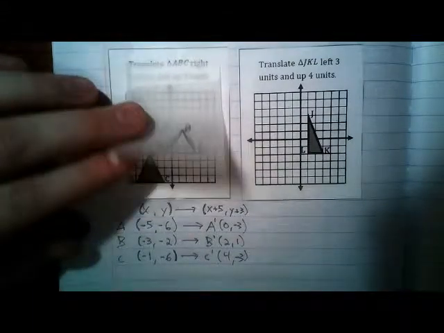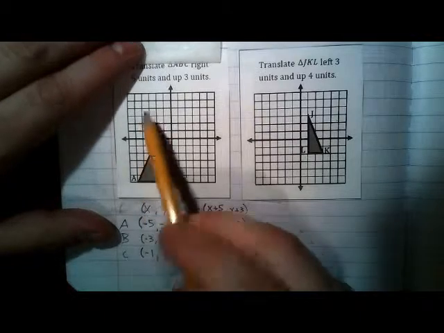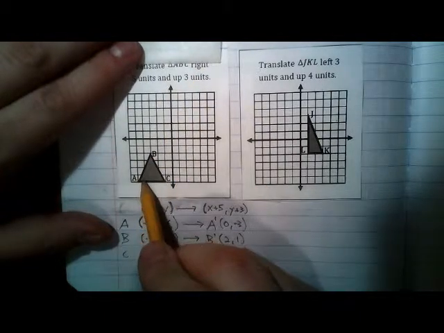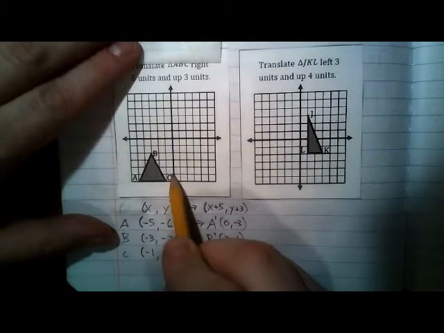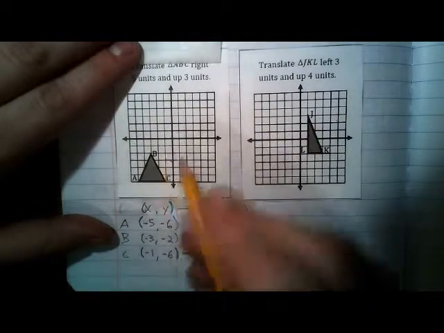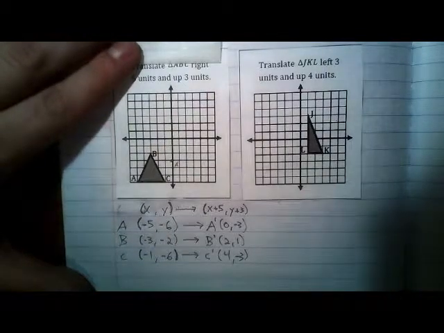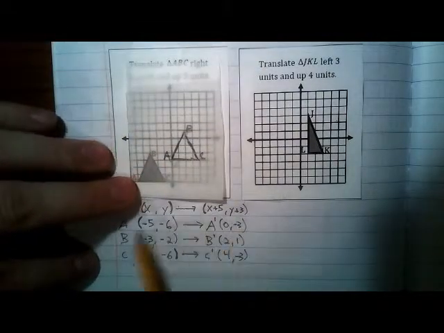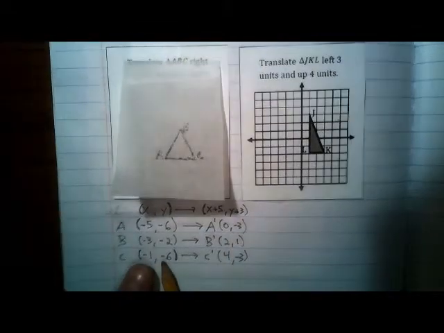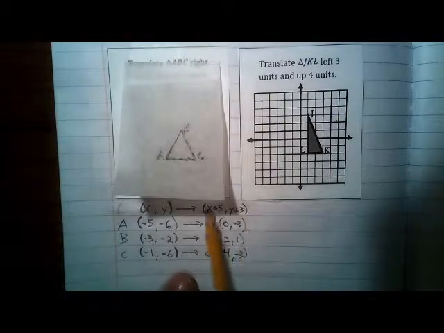If you don't like using the patty paper, you can also just count. Okay, so we have A. If you're asked to go to the right 5, you can count 1, 2, 3, 4, 5, and then up 3, and label your new A. So you can do it both ways. However, when you're doing these problems, I do want you to fill out this table that shows that you understand that the coordinates go from here to here based on this rule.